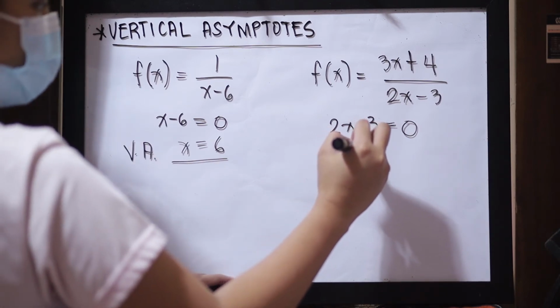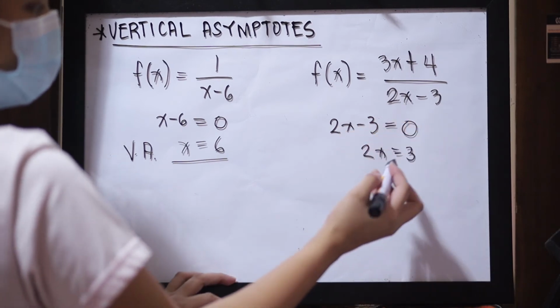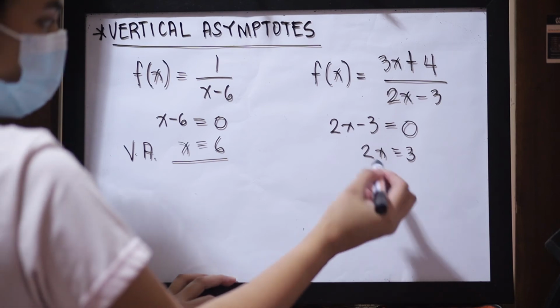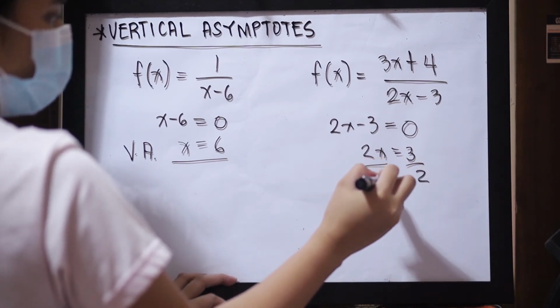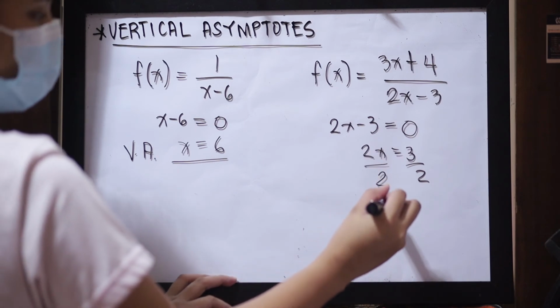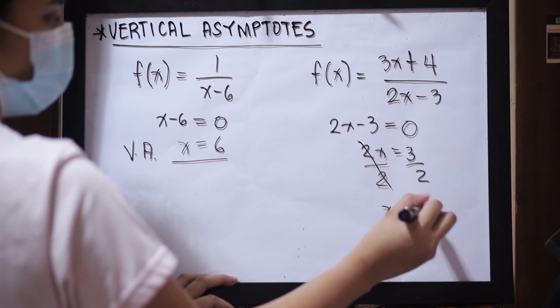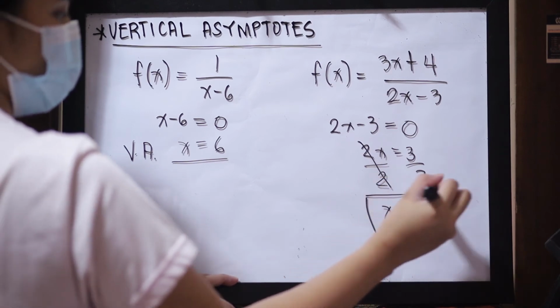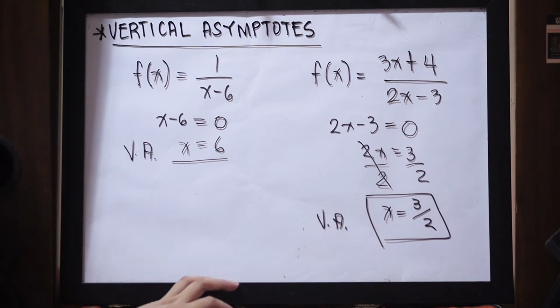And then, we will solve for the value of x. So, solving for the value of x, you transpose 3 on the other side of the equation. So, next to solve for the value of x, we have to divide both sides by 2, since yun yung numerical coefficient of x. And then, yun na, x is equal to 3 over 2. So, x is equal to 3 over 2 is our vertical asymptote.